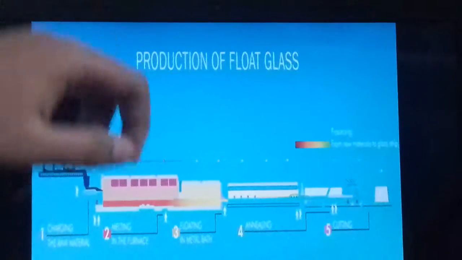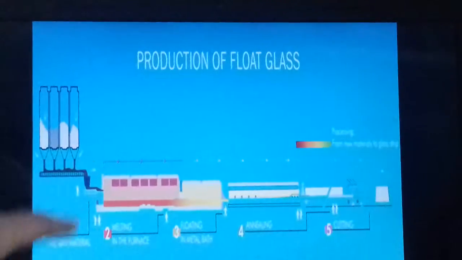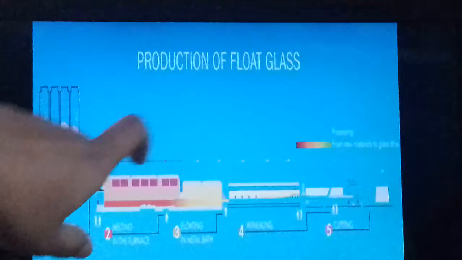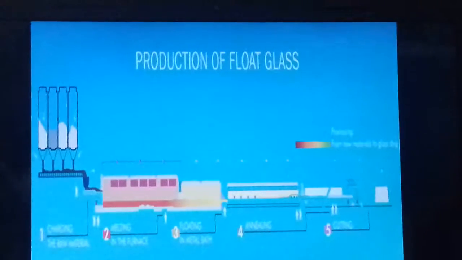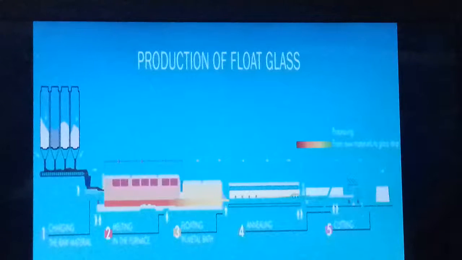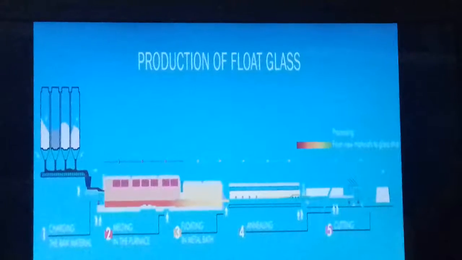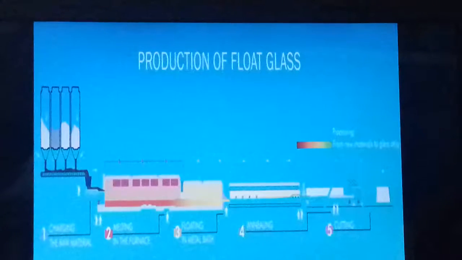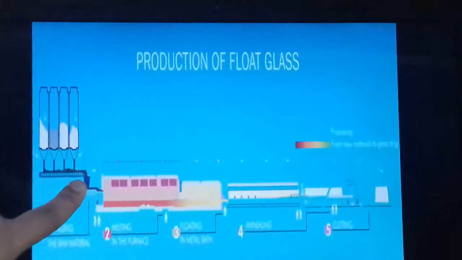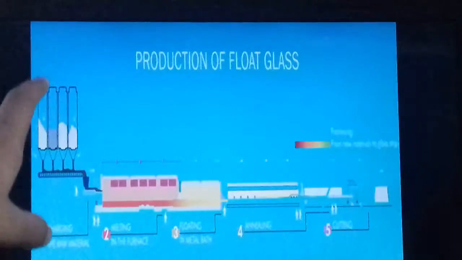In the second container, cullet is added. What is cullet? Cullet are the old broken pieces of the same glass. Cullet helps in providing the body of the glass, so cullet is added along with these constituents.